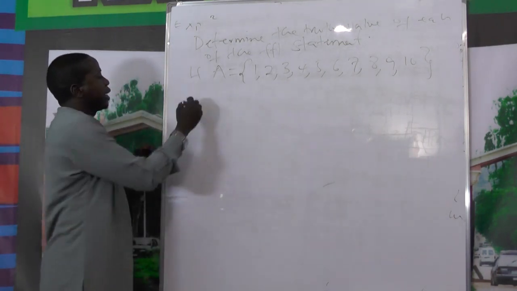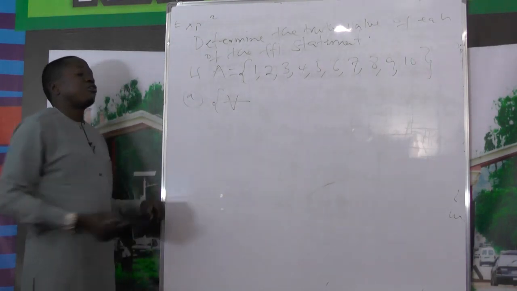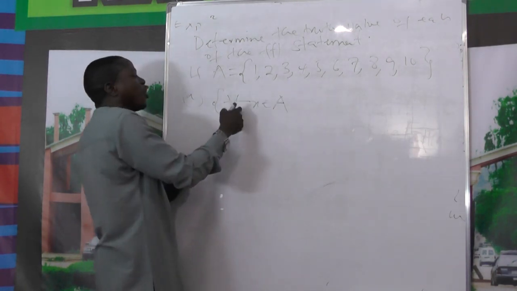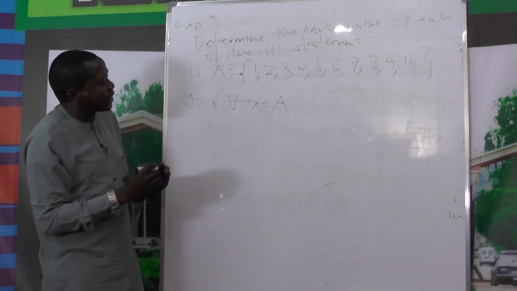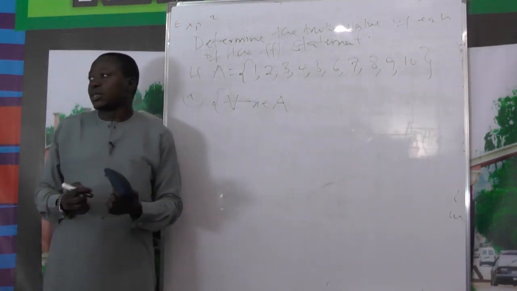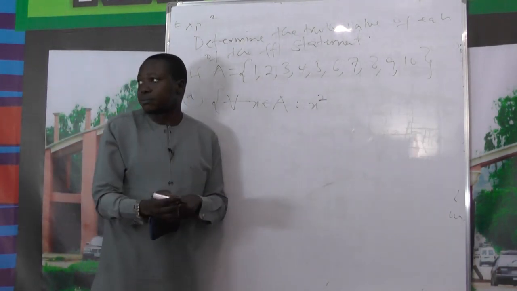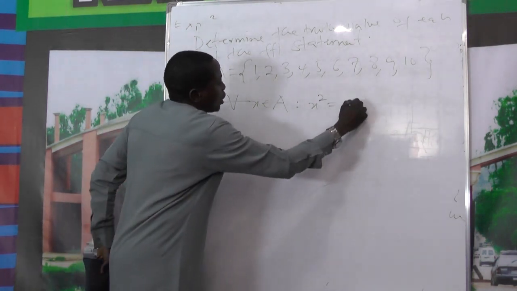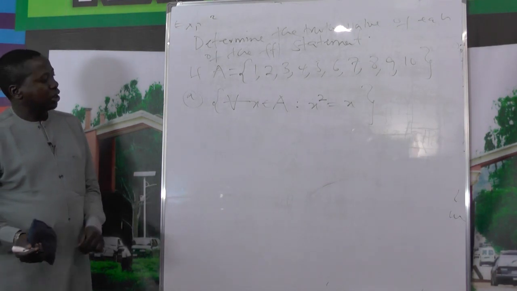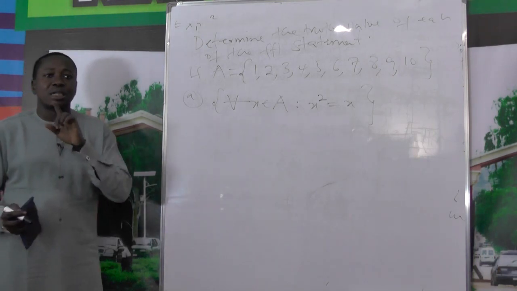Number 1, number A says what? For all. Remember this symbol is what? For all. For all x in A, you can call it for all x in A, or for all x element of A. It means we are taking our x from this set, such that x squared equals x. That's number 1. So now let's solve this one first. For all, remember this one is not "there exists". There exists, I told you, is at least one.